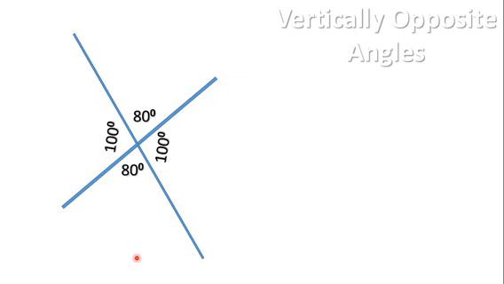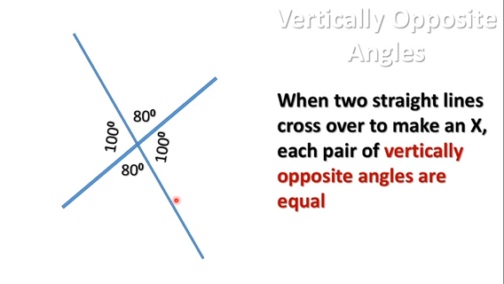You can see that the two angles that are opposite each other are equal. This is what we call vertically opposite angles. Okay, when two straight lines cross each other in such a way that they make an X, these vertically opposite angles sometimes could be called the X angle as well. When two straight lines cross over each other to make an X, each pair of vertically opposite angles are equal. You have to write that down. Vertically opposite angles are equal.